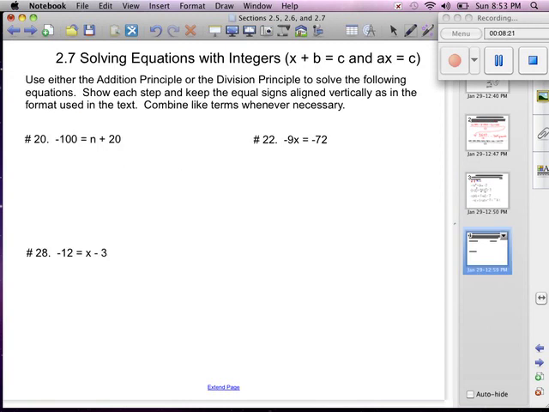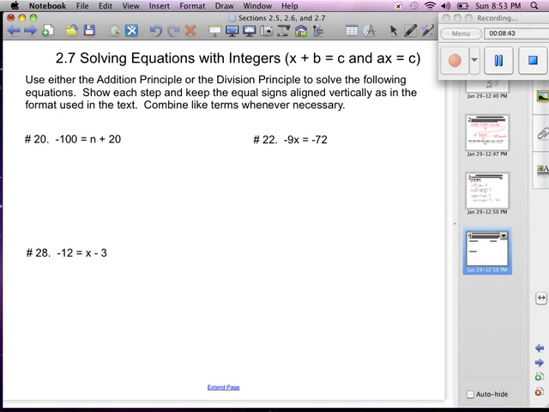Lastly, we have some solving equations with integers, which means pesky negatives. But this is not that hard, and we've done this before. We just have some negative numbers now. The rules are the same. Keep everything balanced. Whatever you do on one side of the equal sign, you have to do on the other side of the equal sign.